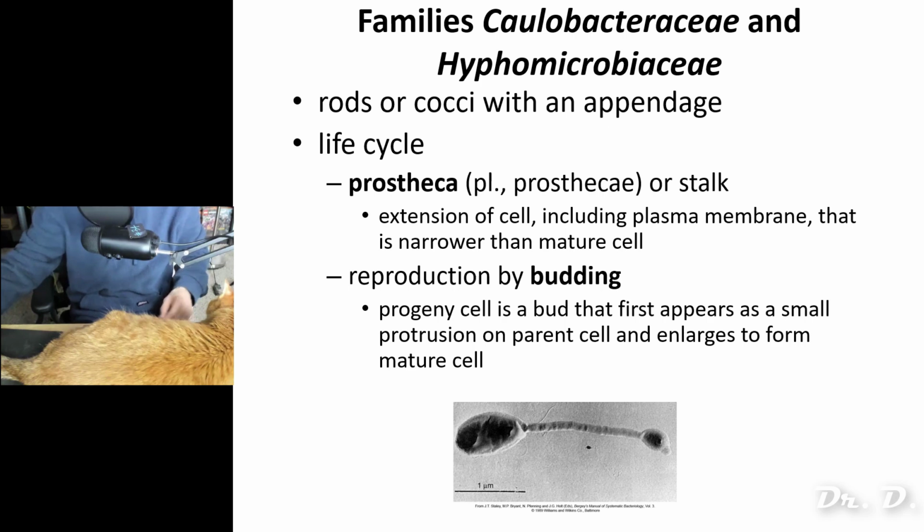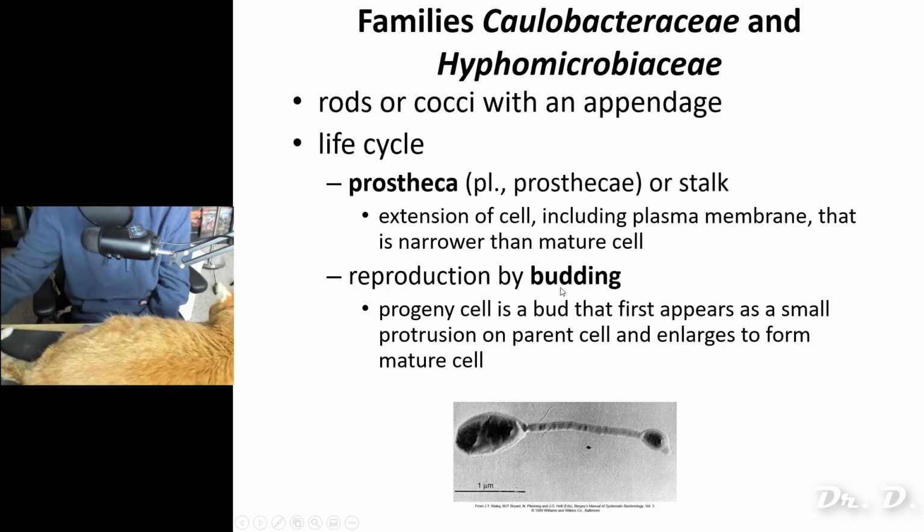Okay. Here we are. So again, we're talking about the prostheca. These are stalks. These are extensions of the cell, including plasma membrane, and they allow for attachment of the cell to a surface. And also a lot of times you'll see these reproduced by budding. So not a type of binary fission, but progeny is a bud that first appears as a small protrusion on the parent cell and enlarges to form a mature cell, such as seen in eukaryotes like Saccharomyces, like yeast. You'll see budding in yeast as well.